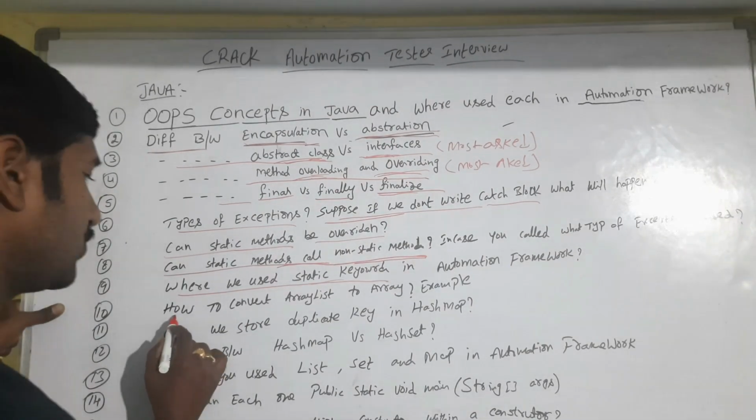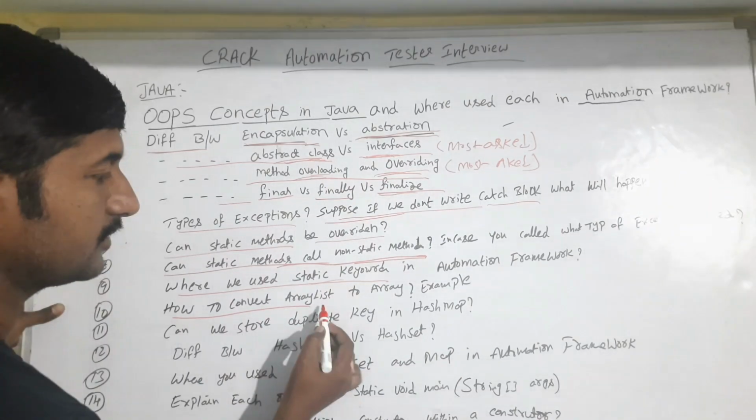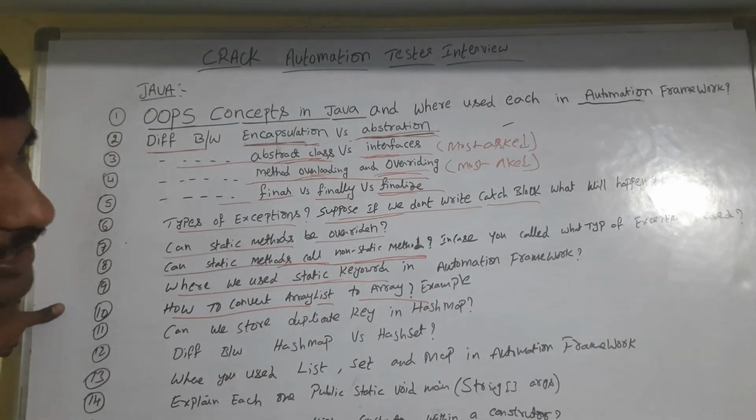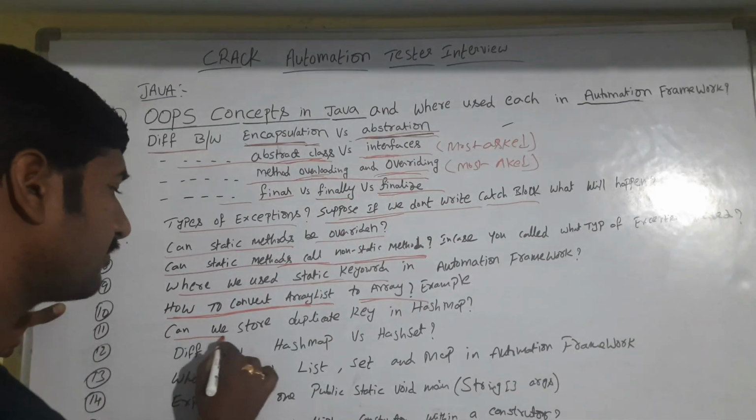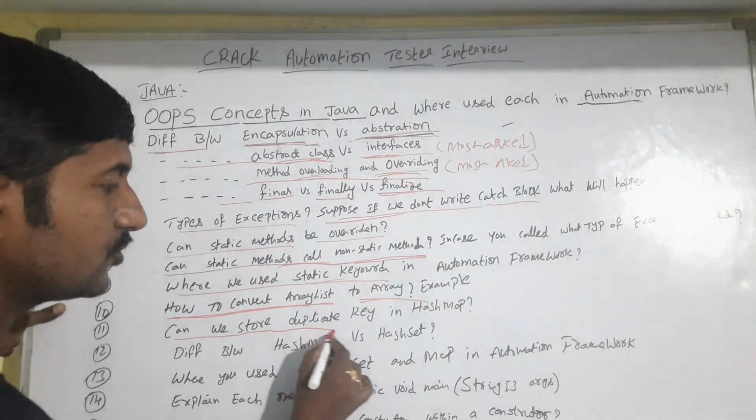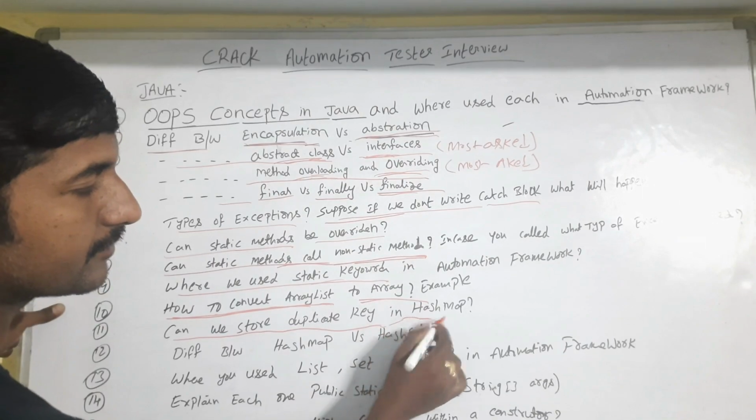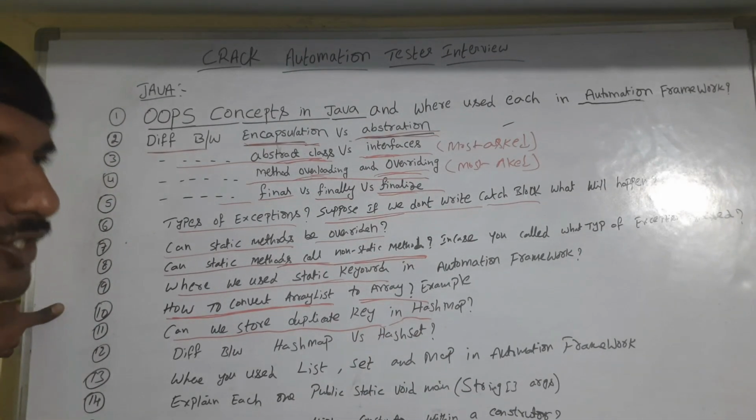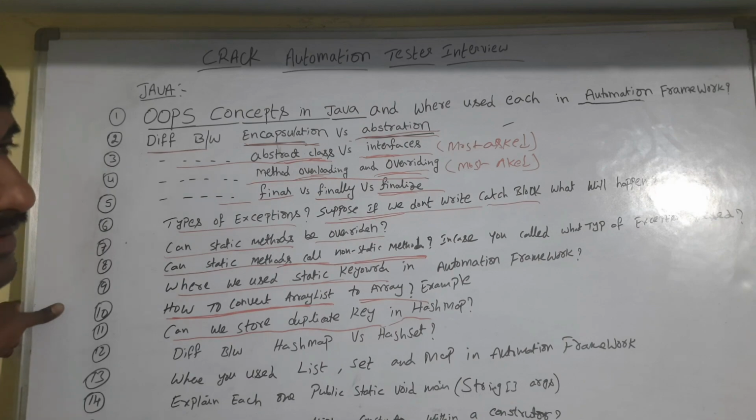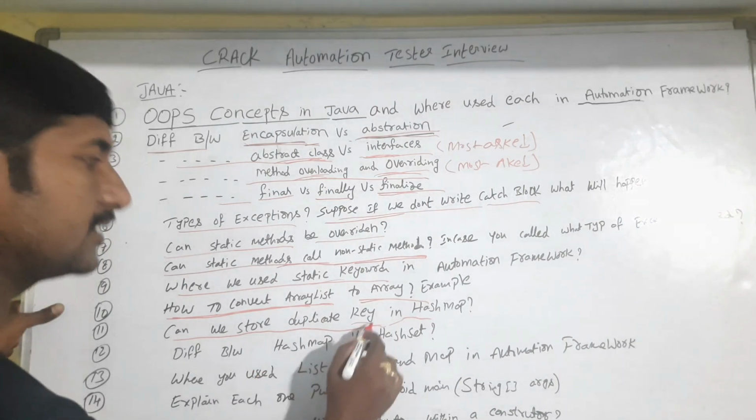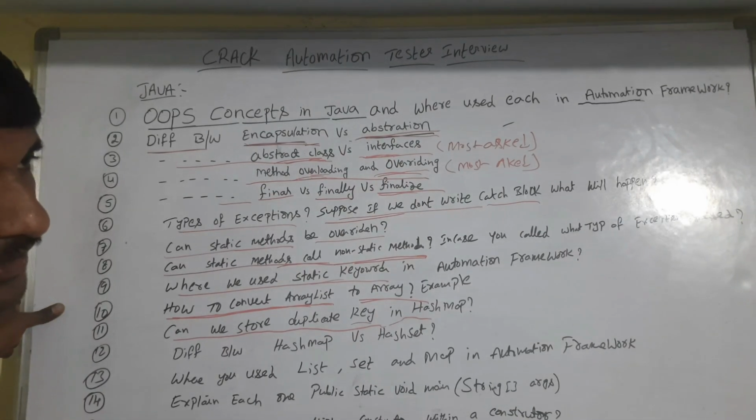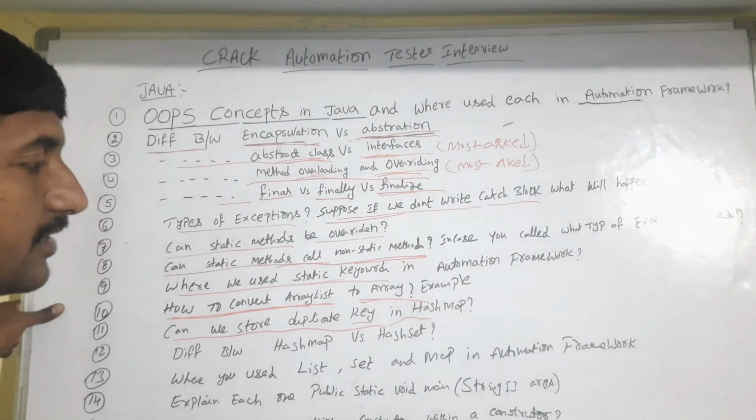Okay, and the next question is, how do you convert an array list to arrays? Can you explain with one example? And also he might ask, can we store duplicate keys in a hash map or not? Suppose you store duplicate keys in a hash map, then what will happen? Definitely these types of questions arise, guys.